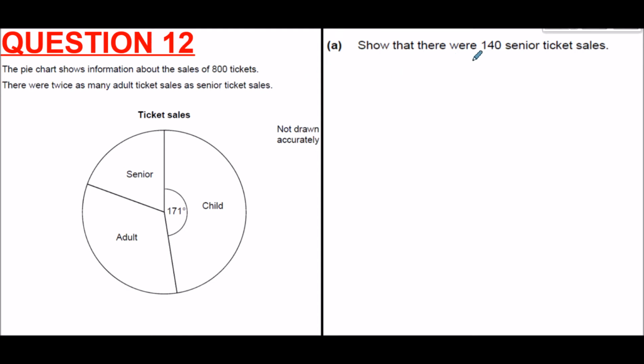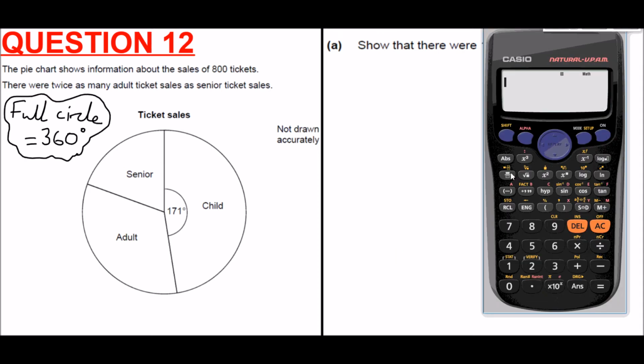Anyway, question A, show that there were 140 senior ticket sales. Well, let's have a look at the information we've been given so far. It's a pie chart which looks like a circle, so a full pie chart, you should know, will be 360 degrees. That's worth just noting down as a little reminder, if nothing else. A full circle is 360 degrees. So what fraction of this pie chart is a children's slice? It's 171 degrees out of the total of 360.